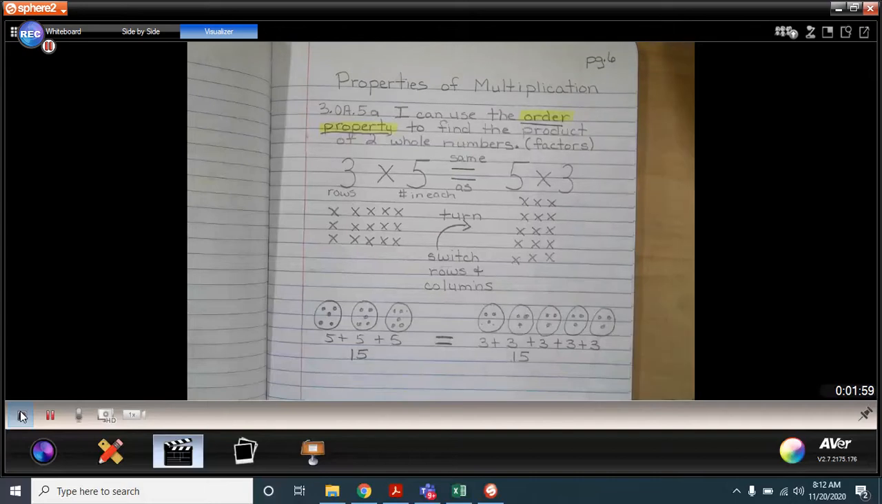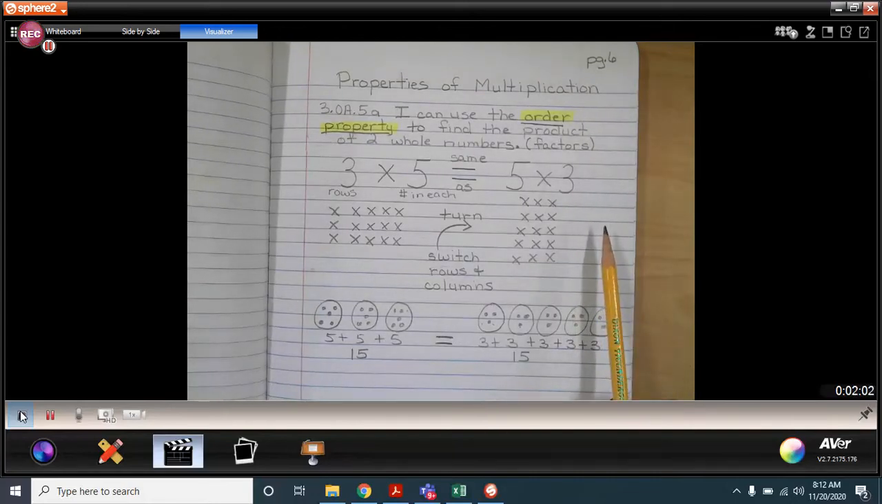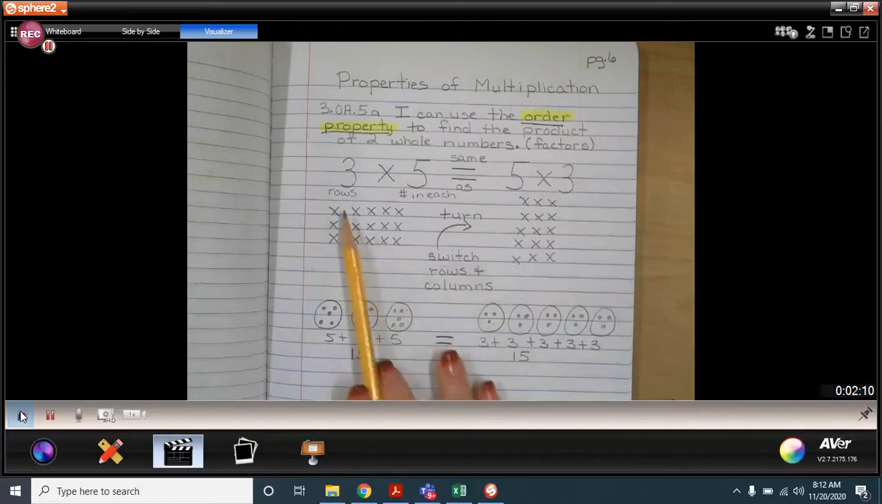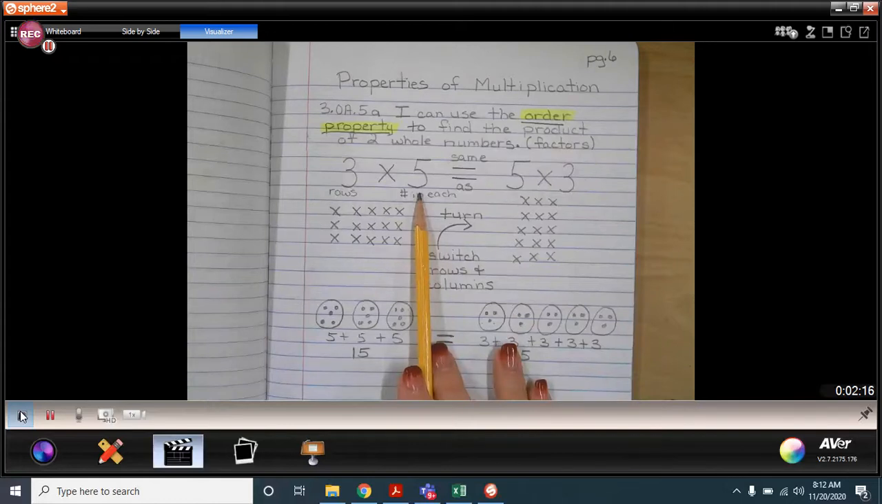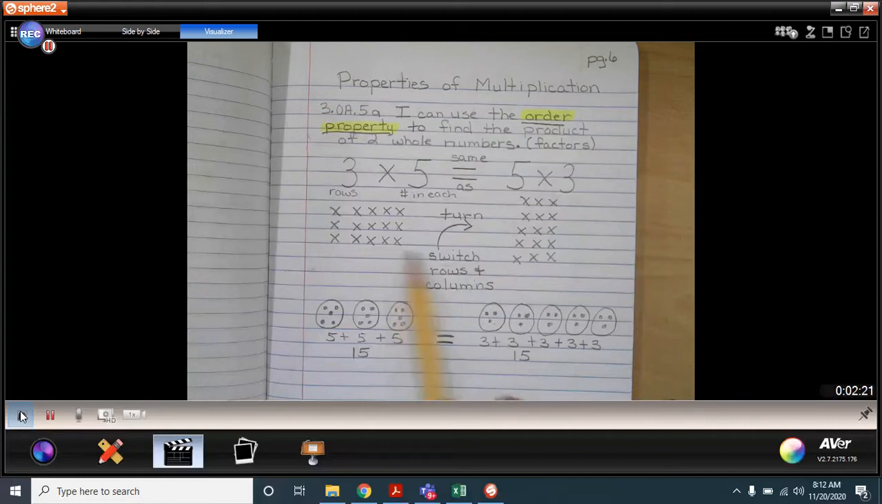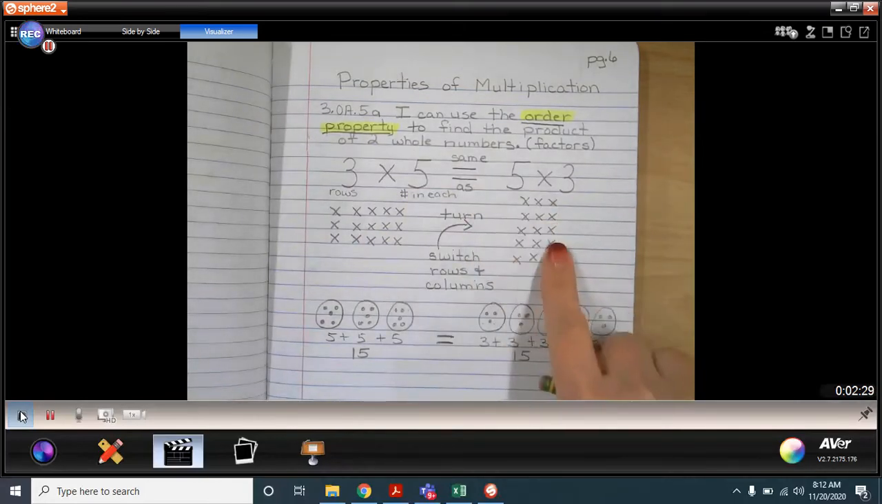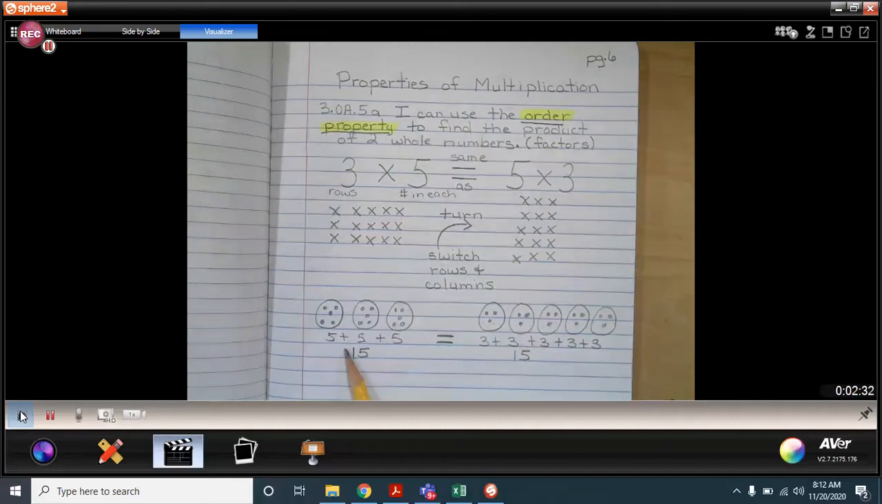Remember, our first property that we talked about was the order property. In this case, we said I can use the order property to find the product of 2 whole numbers. When we talked about the order property, we said we could switch the factors and our product would remain the same. We showed this using arrays. We have 3 rows of 5 and 5 rows of 3. We're switching the rows and the columns when we turn it on its side. We can also show how it works using repeated addition, and we can show that as proof or evidence.